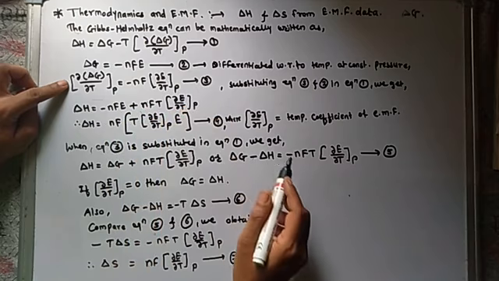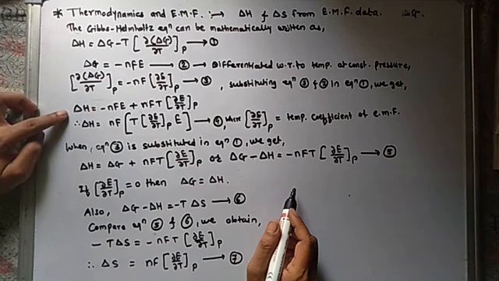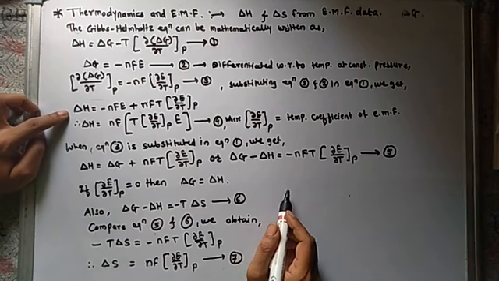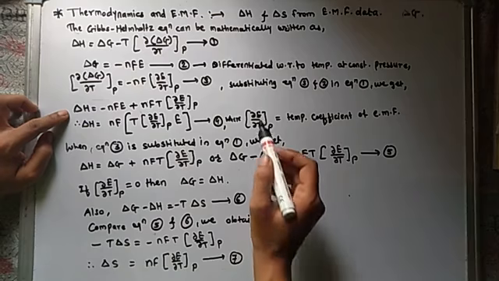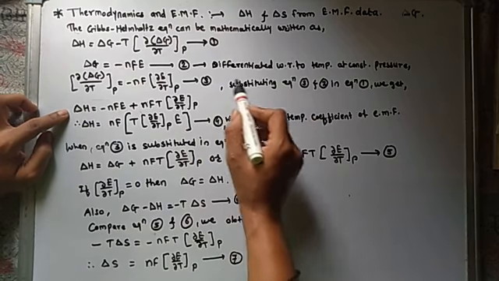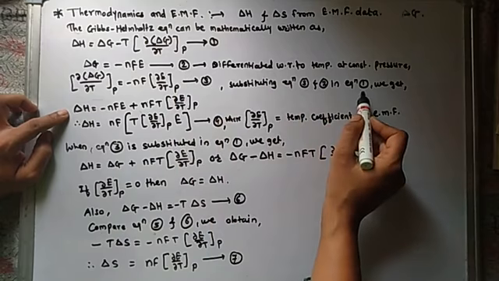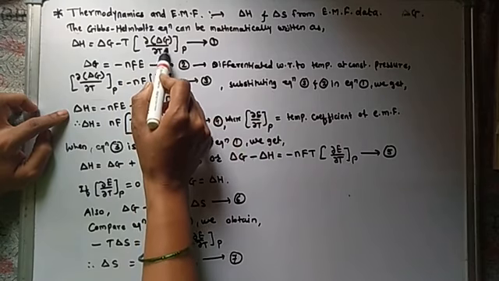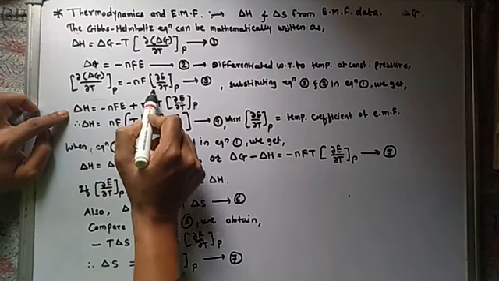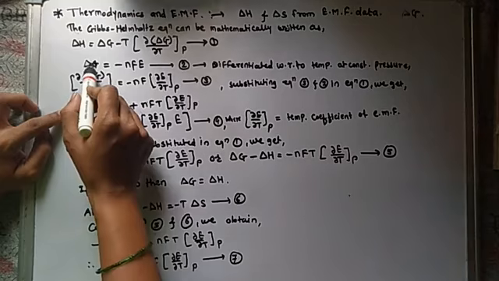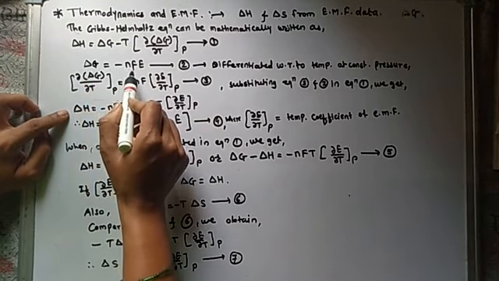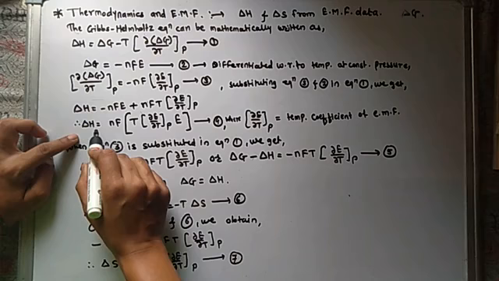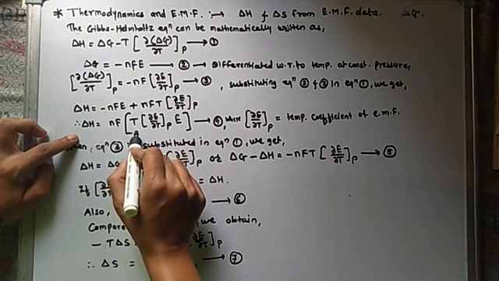So this is equation number 3. By using this equation, if we find out the value of delta G, then substituting equation number 3 and equation number 2 in equation number 1, we obtain ∂G/∂T at constant P from equation 3, and from equation 2 we obtain delta G, which is equal to minus nFE. So we obtained that delta H is equal to nF in brackets.